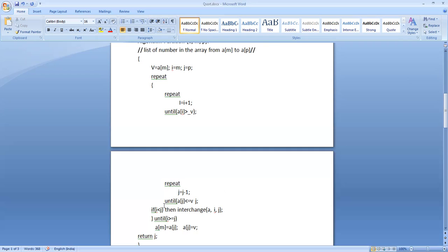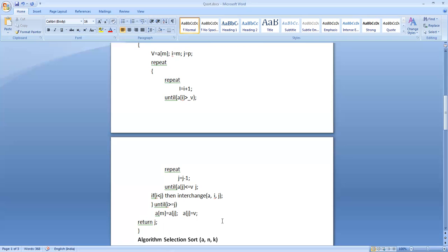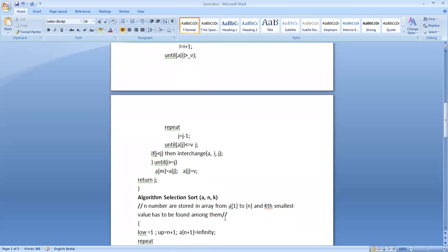So this swapping keeps on going as long as this i is less than j. Once this i becomes greater than j, we terminate this repeat until loop. By then, when the loop gets terminated, we have placed the values that are less than the partition value to one side, and those greater than the partition value to the other side. That is the mechanism of partition.